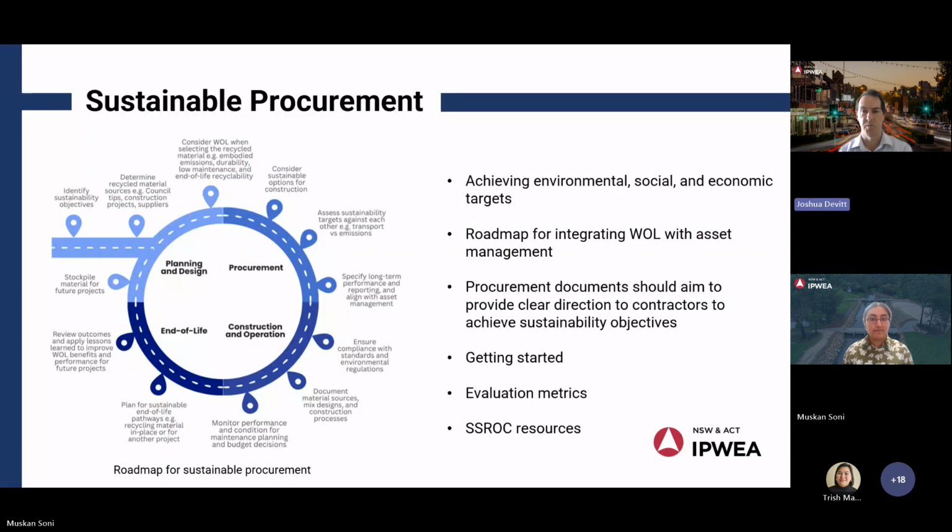Okay, and then the sustainable procurement section of the guide. This was largely influenced by some work that SSROC have been doing, and we heavily leveraged the resources that they produced to prepare this section of the guide. And as I mentioned, we'll be looking to expand on this work in the future.